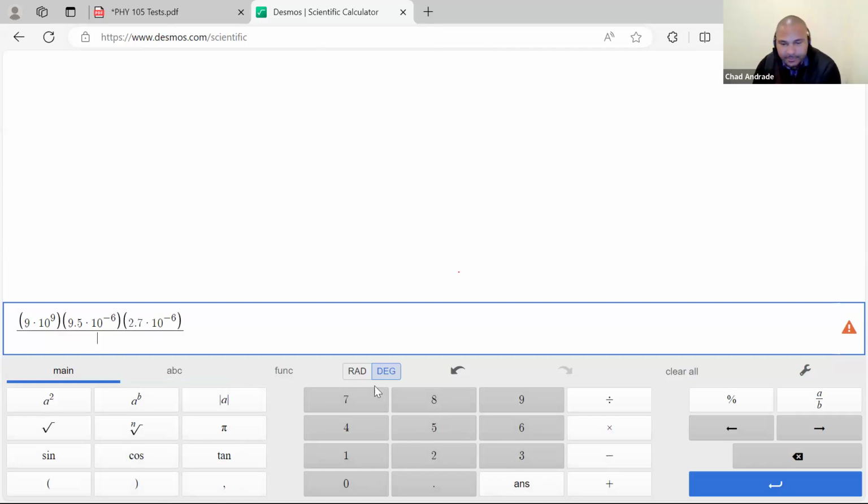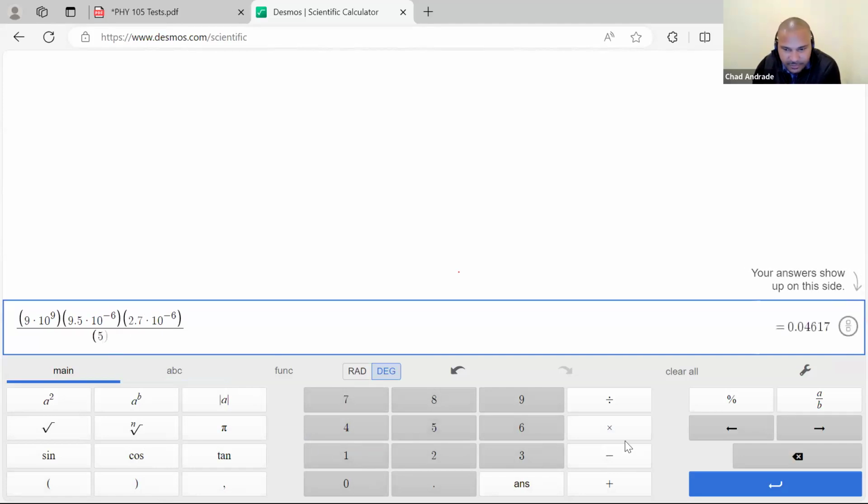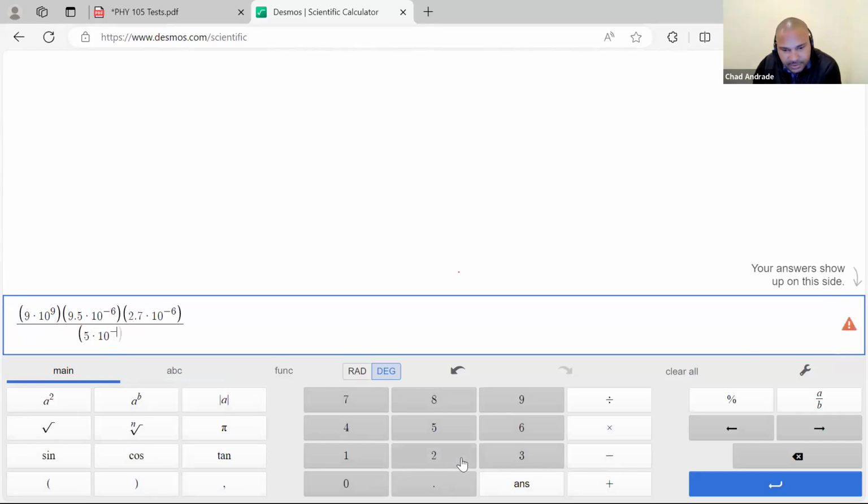And then at the bottom, we're going to put 5 centimeters. So it's 5 times 10 to the minus 2, and then this is going to be squared. And if you look at the answer, we're going to get 92.34 newtons. Right? So this is kind of cool.